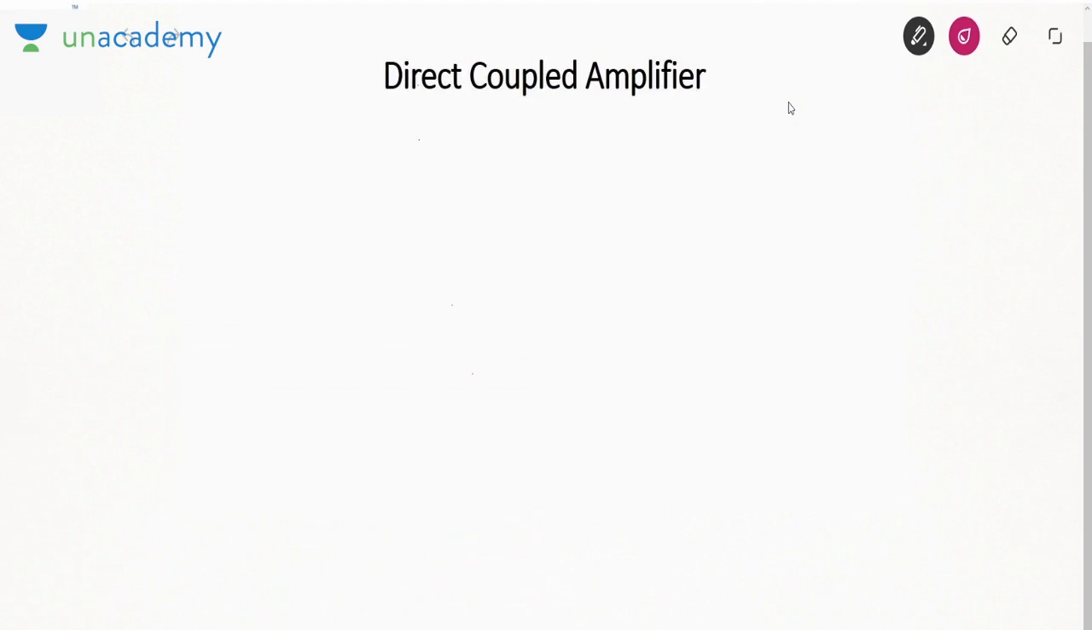Then we come to the second category, the direct coupled amplifier. Direct coupled means there is no element between the two stages. That is, the output of the first stage is directly fed to the input. Now, as you might have understood, during DC analysis the stages are connected together.